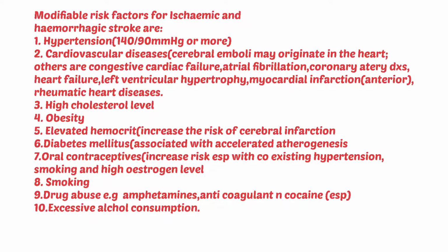The following are some modifiable risk factors or predisposing factors for ischemic and hemorrhagic stroke. The first one is hypertension. When your blood pressure is 140/90 and above, you are hypertensive and it can lead to stroke.